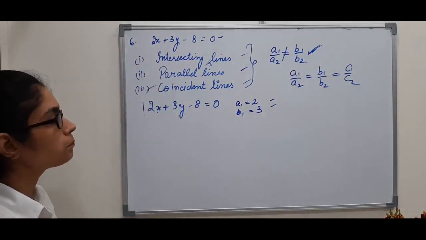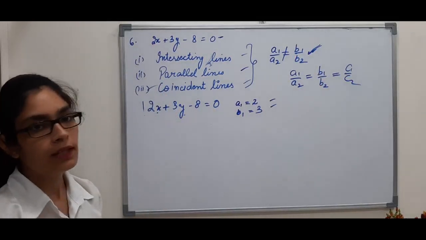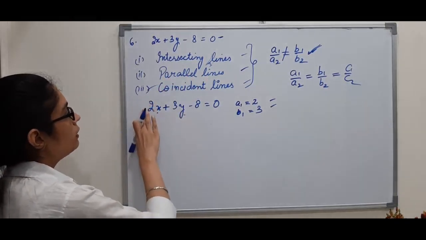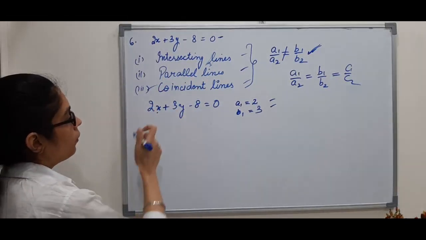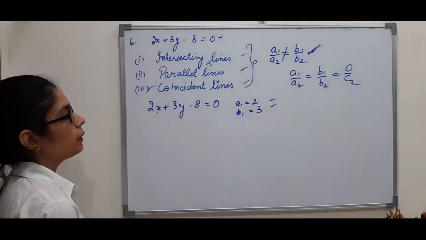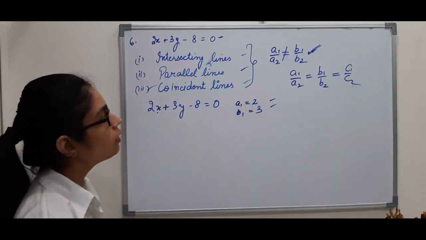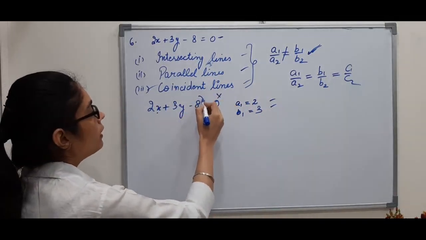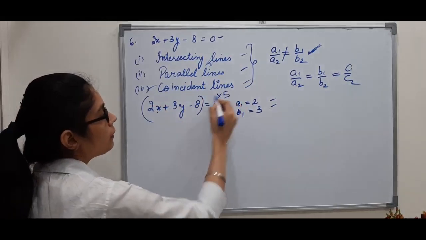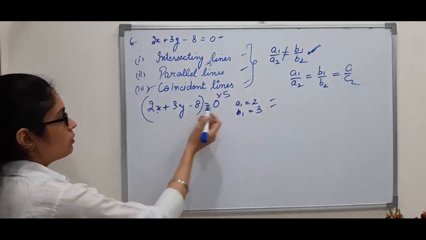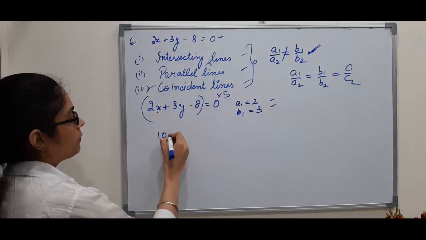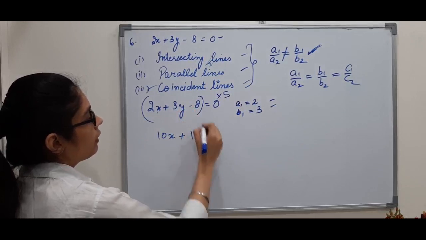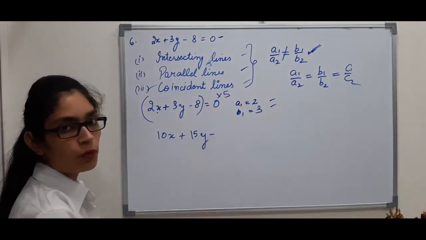So how will it come? It's simpler than parallel lines. How? Because in parallel lines you were multiplying only the coefficients of x and y with some number. But in such a relationship where all the ratios are equal, you can multiply the whole equation with some common number. Let's multiply it with 5. So 5 into 2 is 10. 3 into 5 is 15. 8 into 5 is what? 40.